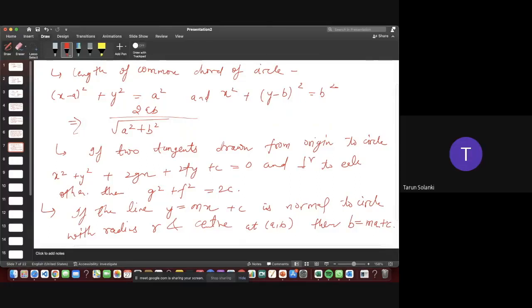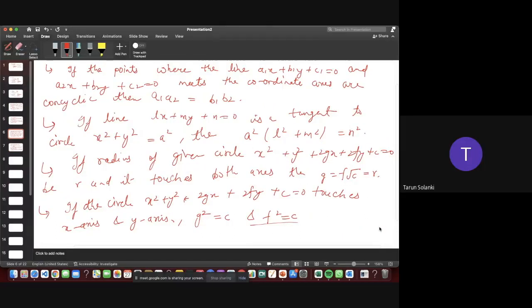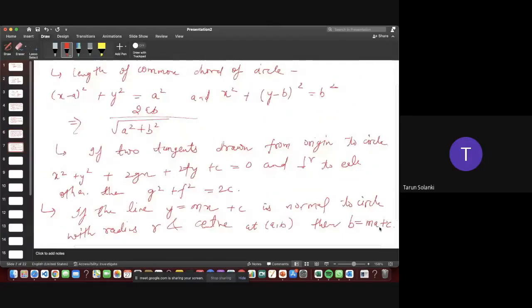Okay, you can put in all the points, so you can calculate your answers in some questions, because these are very important points which we are describing here. So all these points are very important, and you need to remember them.